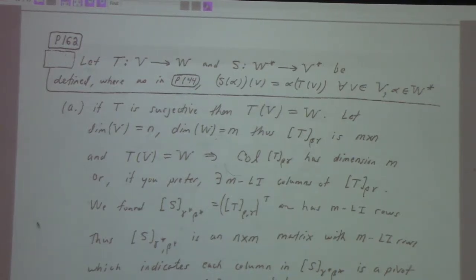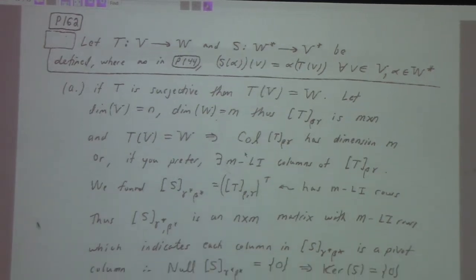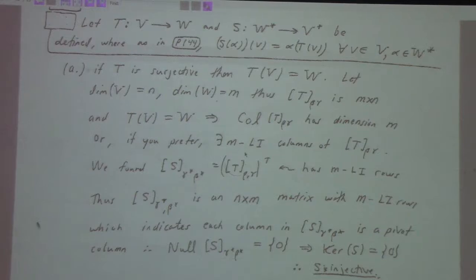Okay, so here, again, we're using the transpose of the map T, and the claim is that if T is surjective, then S is injective. If T is injective, S is surjective. And if T is a bijection, S is a bijection. I think, if I remember right, that's the problem. So the argument's relatively simple. Basically, we just use the previous problem.